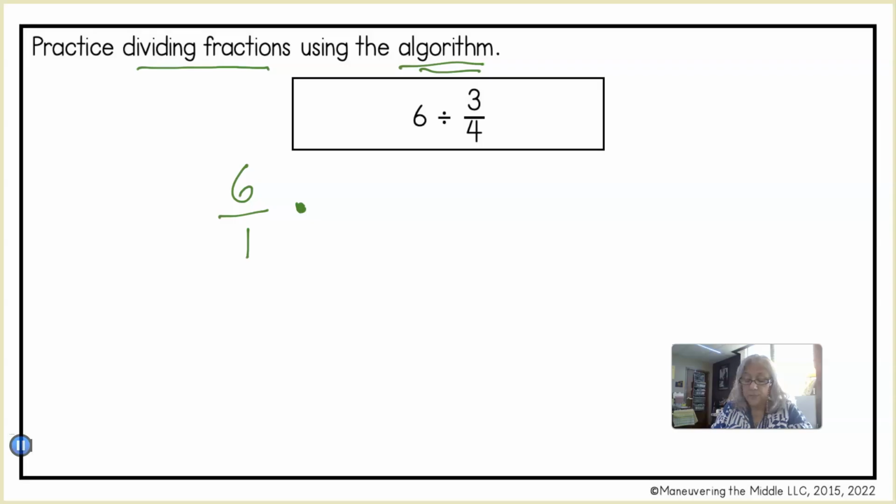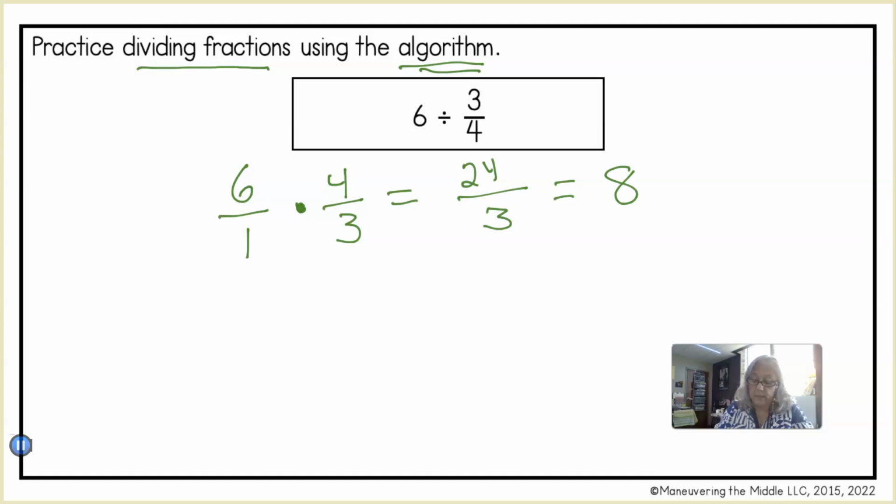And then you find the reciprocal of your second fraction. 3/4 is our second fraction, and the reciprocal of 3/4 is 4/3. Okay, and now you multiply. 6 times 4 is 24. 1 times 3 is 3, and that can be simplified to 8.